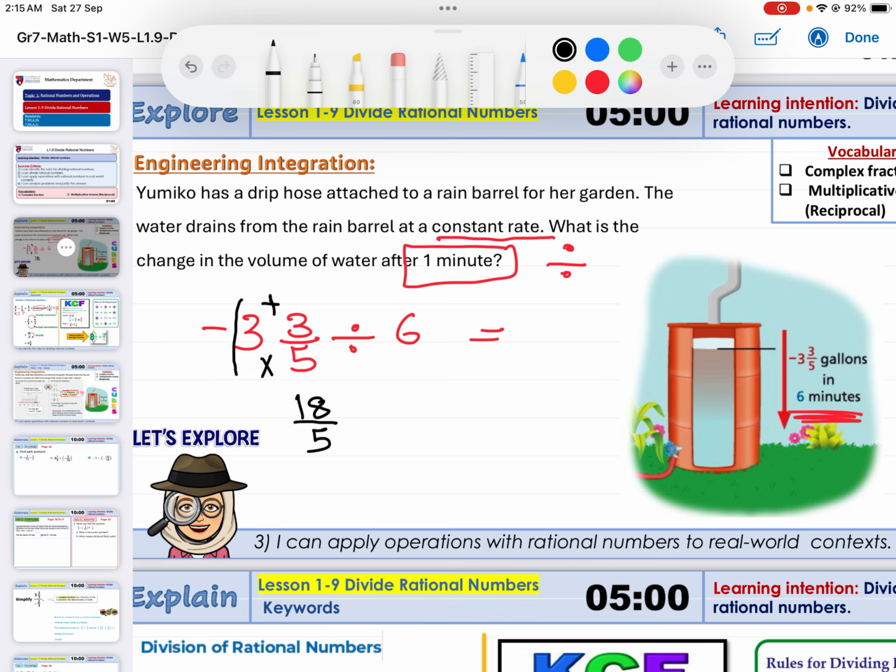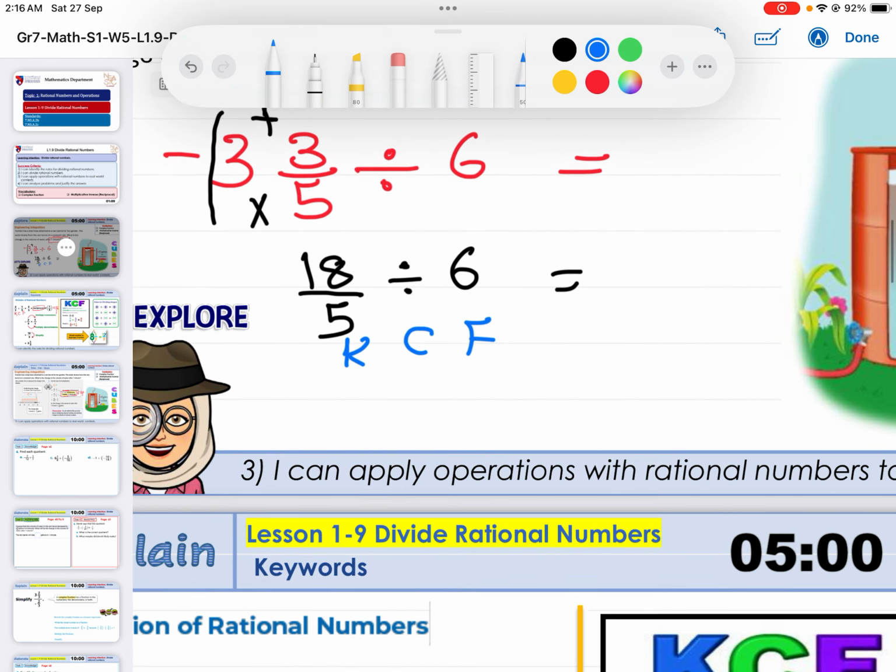Then I'm going to bring the rest down the same. I did not touch them. Now I'm going to apply the strategy that's called keep, change, flip. It's better to write it underneath it. It will help you a lot and organize your work. Okay, I forgot to bring down the negative, sorry. So the first fraction, I'm going to keep it, -18 over 5. Then division will be changed into multiplication.